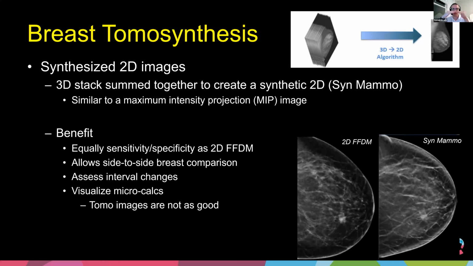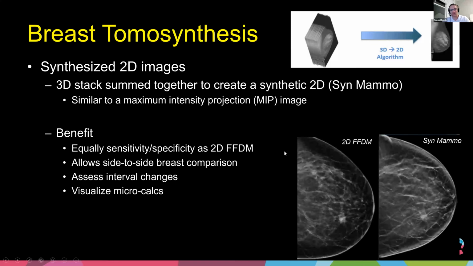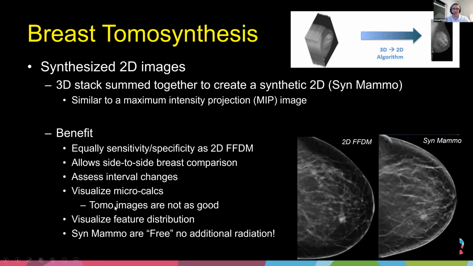And so if you're trying to look at a specific view in the breast, like let's say mid-breast, everything outside of that, above and below, is still projected into this 2D image, but it's just out of focus. Microcalcs are so small that depending on how you reconstruct it, you may completely miss it. So typically, microcalcs are best seen in 2D, either in the synth mode or of course the actual 2D FFDM.